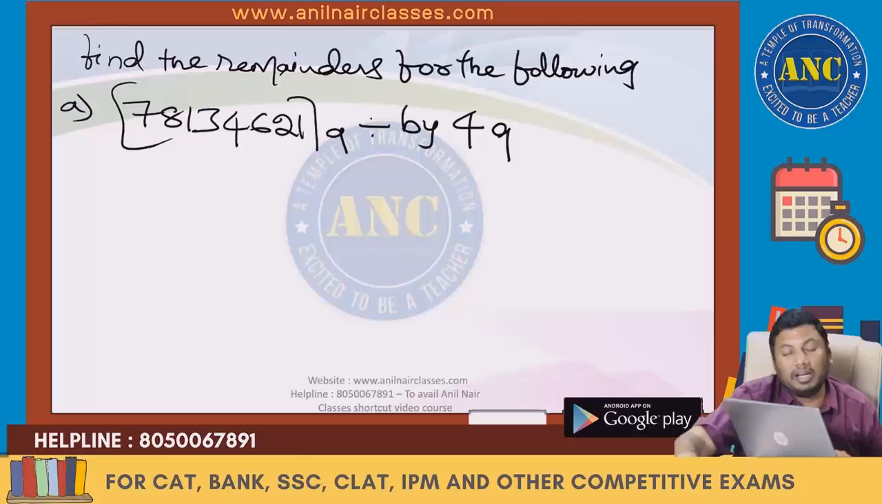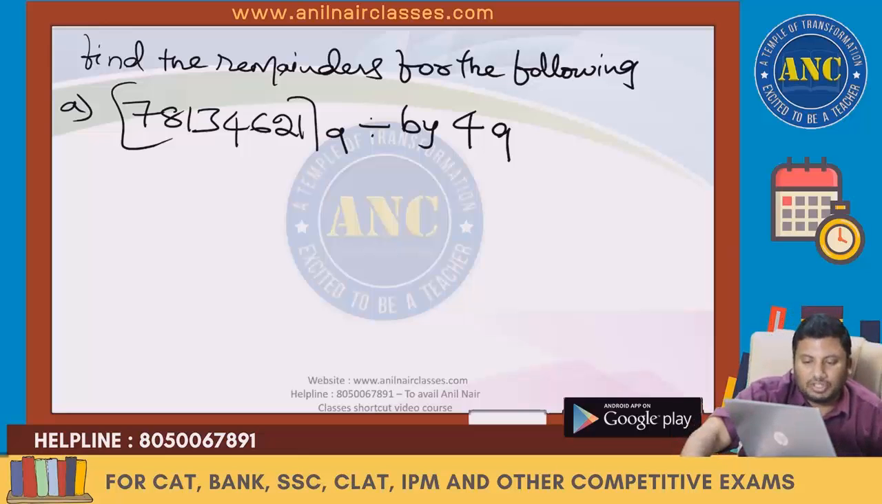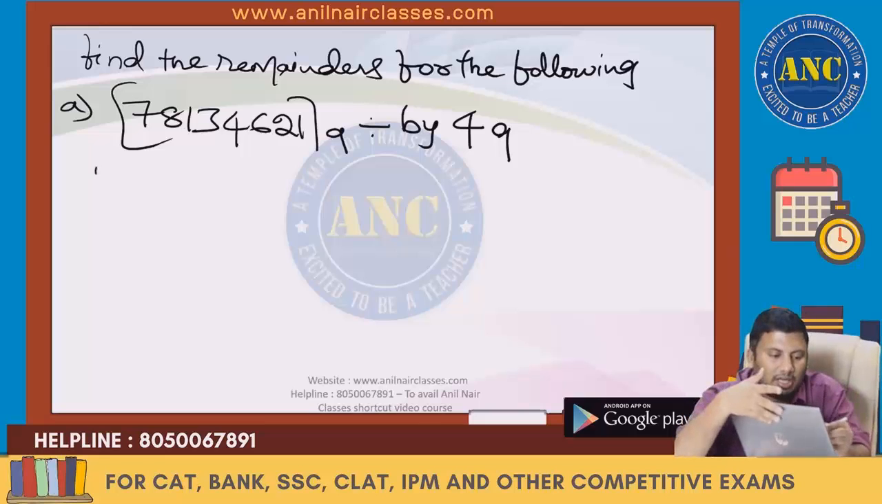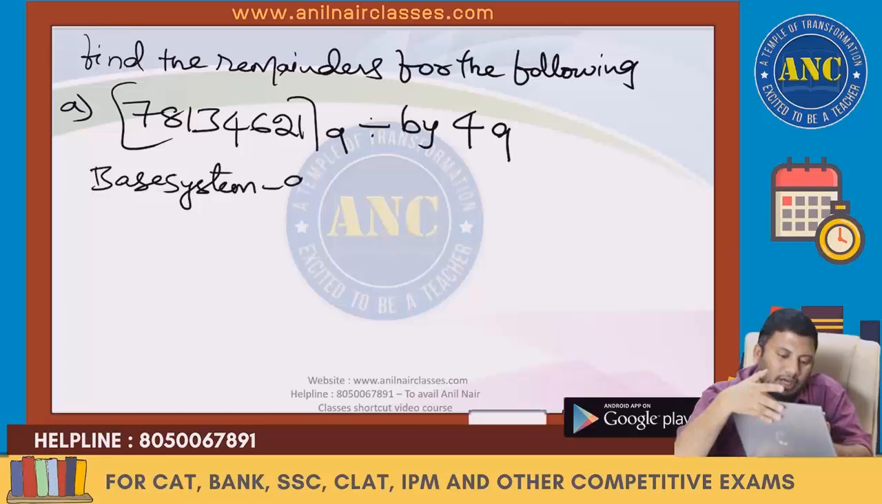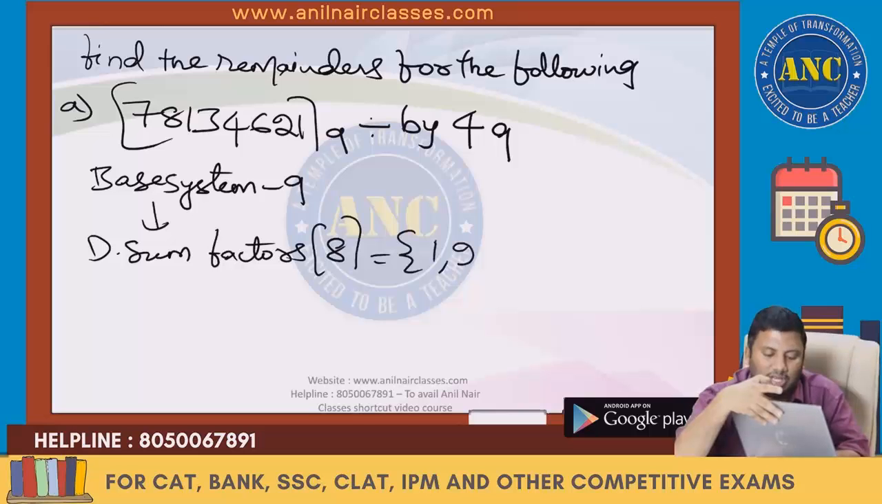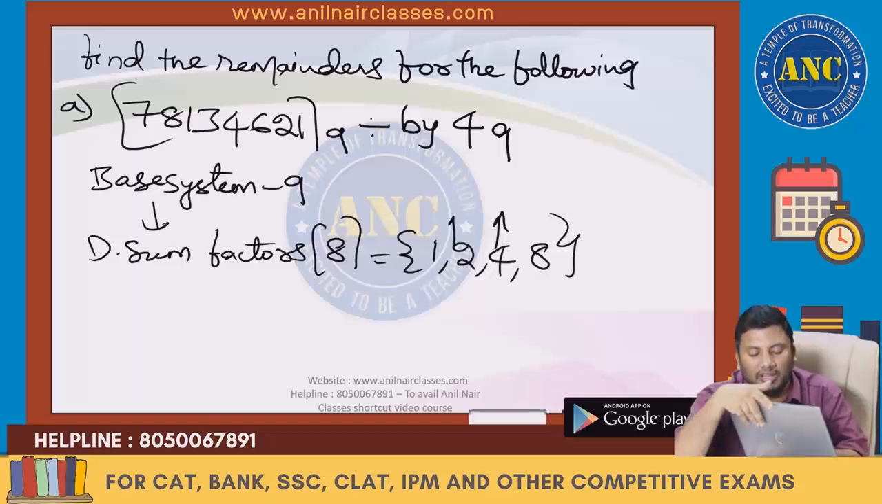How to do remainder-based problems in a non-decimal base? 7, 8, 1, 3, 4, 6, 2, 1 in base system 9 divided by 4 in base system 9. In base system 9, digital sum is applicable for all the factors of k minus 1. Factors of 9 minus 1, that is 8, are 1, 2, 4, 8. So whether it is divisible by 4, by 2, or by 8.